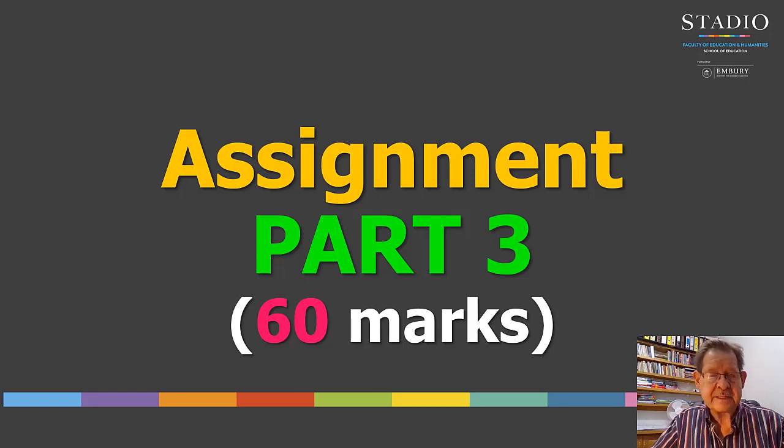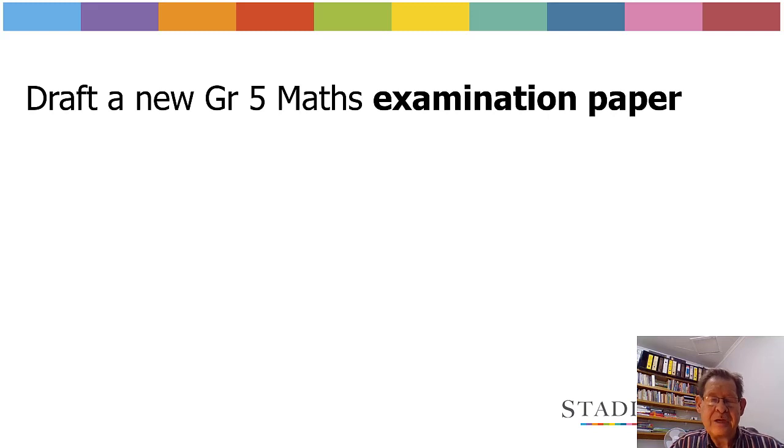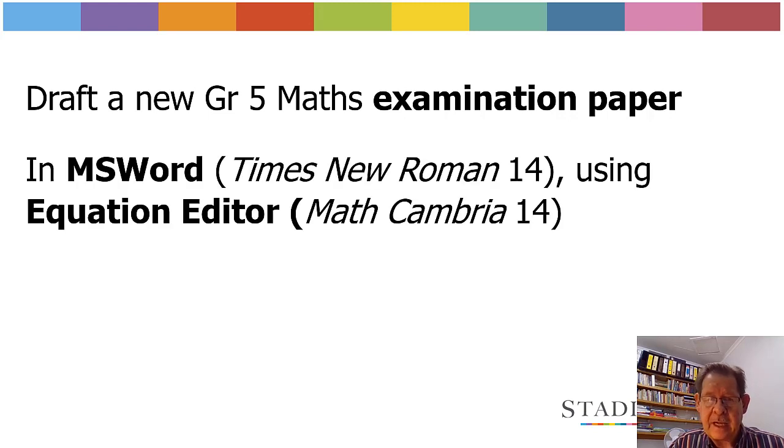The third part of the assignment is actually worth the most. It's worth 60 out of the 100 marks, and it will take a lot of time from you. Let's see what this third part of the assignment entails. You're expected to draft a new grade 5 mathematics exam paper, which is quite a hefty task. This has to be done in MS Word, and you have to use the Times New Roman font 14 to design your exam paper, with the exception, of course, of the equation editor that you use.